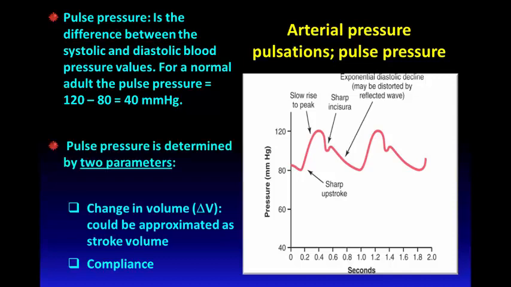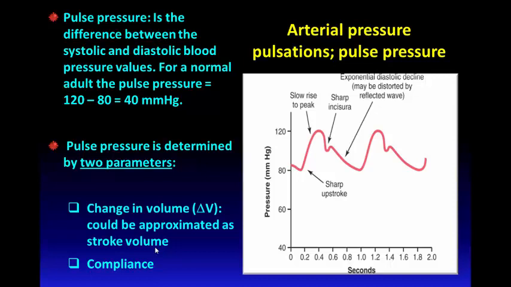It is determined by 2 parameters. The important parameter is change in the volume. And as the volume of the blood ejected into the aorta increases, this would increase the pulse pressure. Change in the volume is delta V, and delta V could be approximated as the stroke volume. So in other words, the larger the stroke volume ejected by the left ventricle into the aorta, the higher would be the pulse pressure.